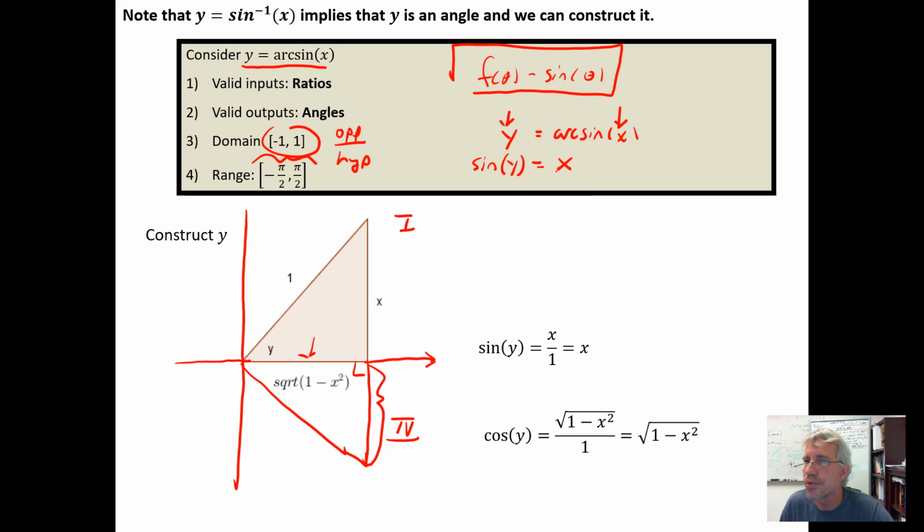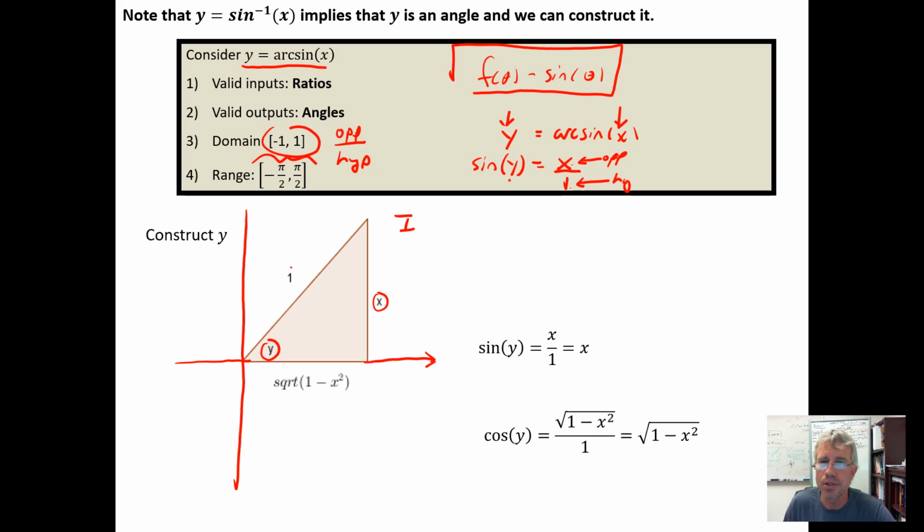And I can write this x over 1. x over 1 is still x. And that would make this opposite, and that would make the 1 the hypotenuse. So I can construct this triangle either in quadrant 1 or 4. To keep things simple, we'll just focus on quadrant 1. We know that y is an angle, so put y in as the angle. And if y is the angle, then x is the side opposite, and 1 is the hypotenuse.